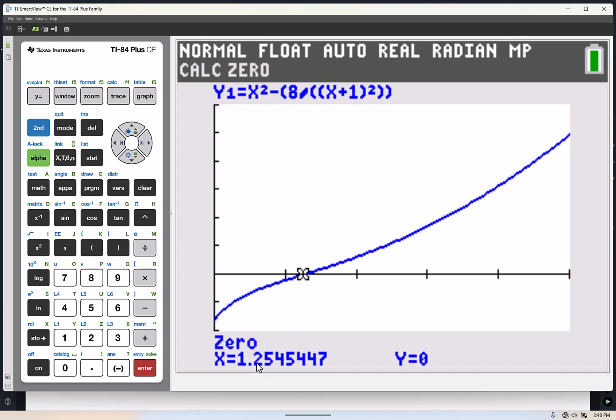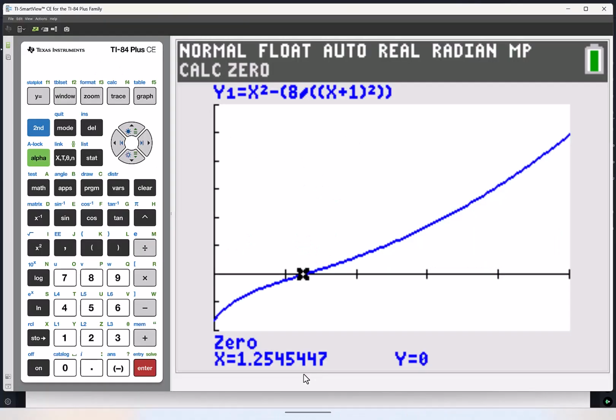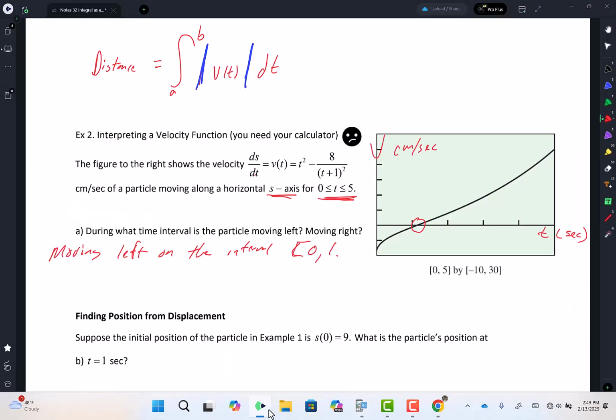It needs to say the word 0. 1 point, how many digits do you need? 3 after the decimal. So here we go, 1.2545. I'm going to go to my calculator. And I'm going to say moving left on the interval, bracket with the 0, 0, comma 1.2545.